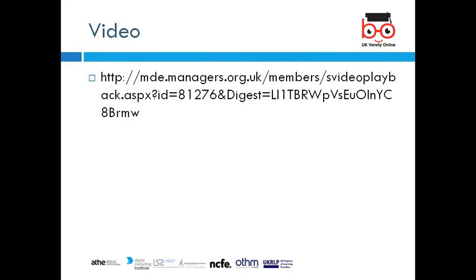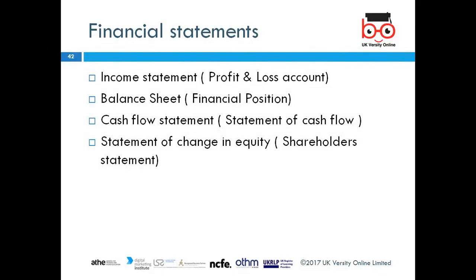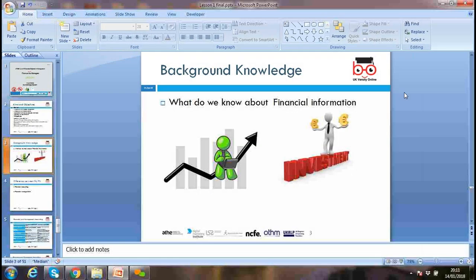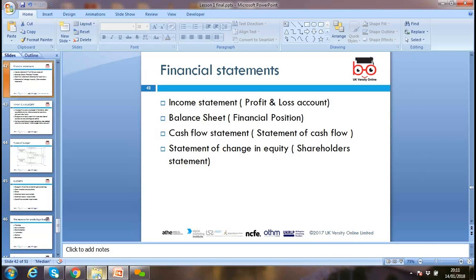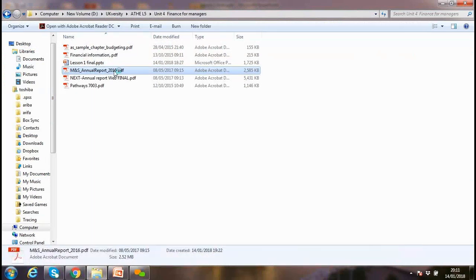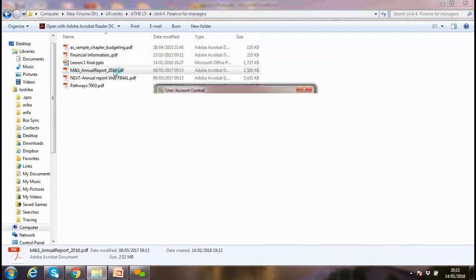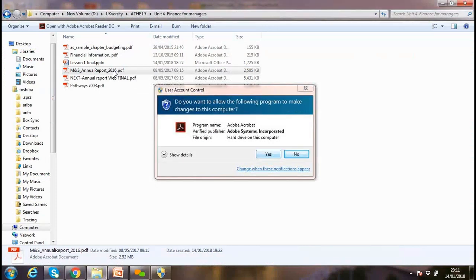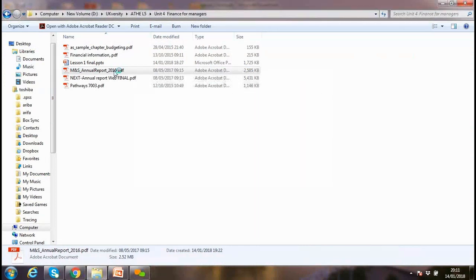The video is not working at the minute. So for the financial statements, I put there the income statement, balance sheet, cash flow statement, and statement of changes in equity. I'm going to send you both these two financial statements, and I'll include the Marks and Spencer financial report as well.